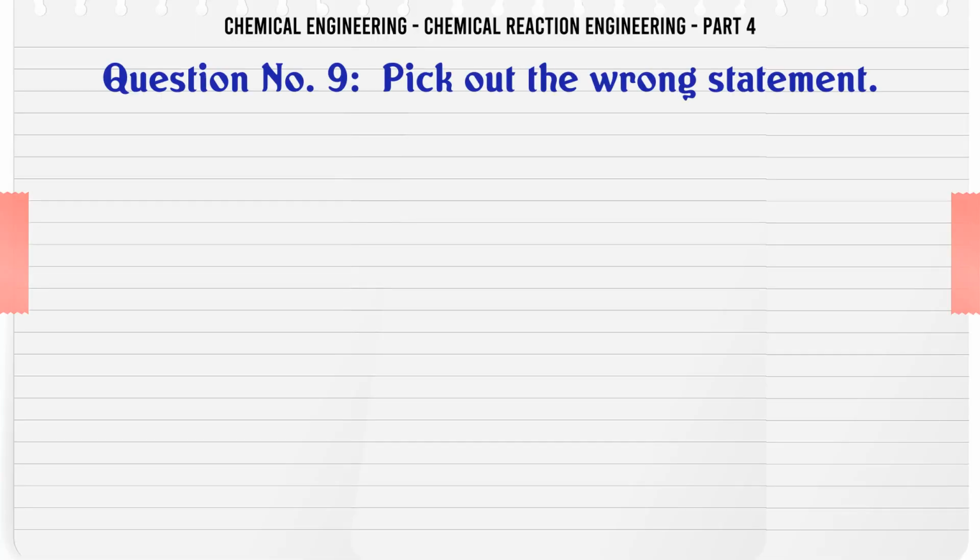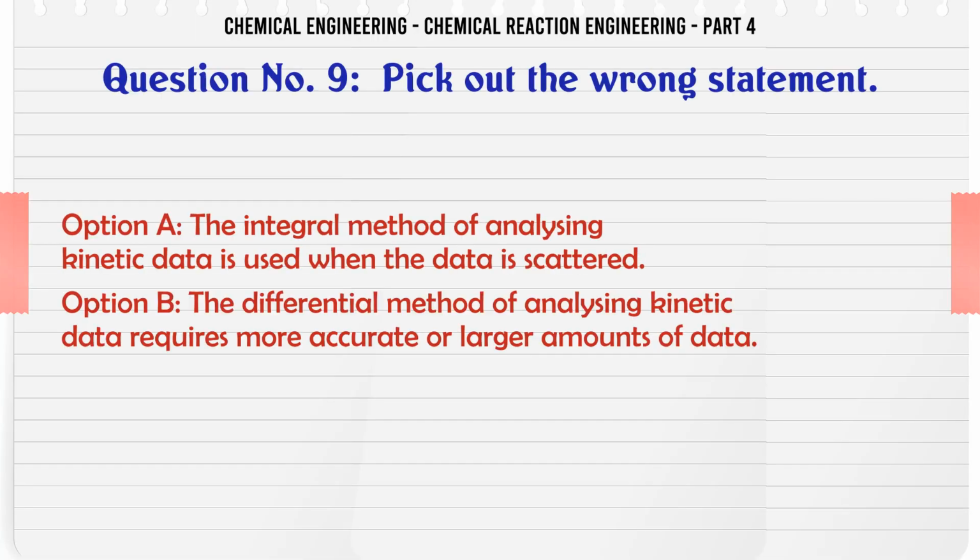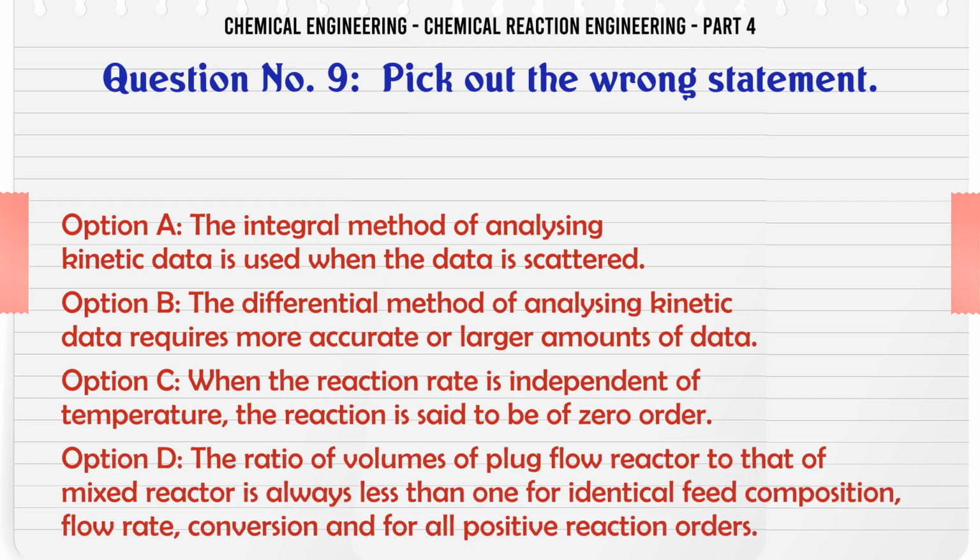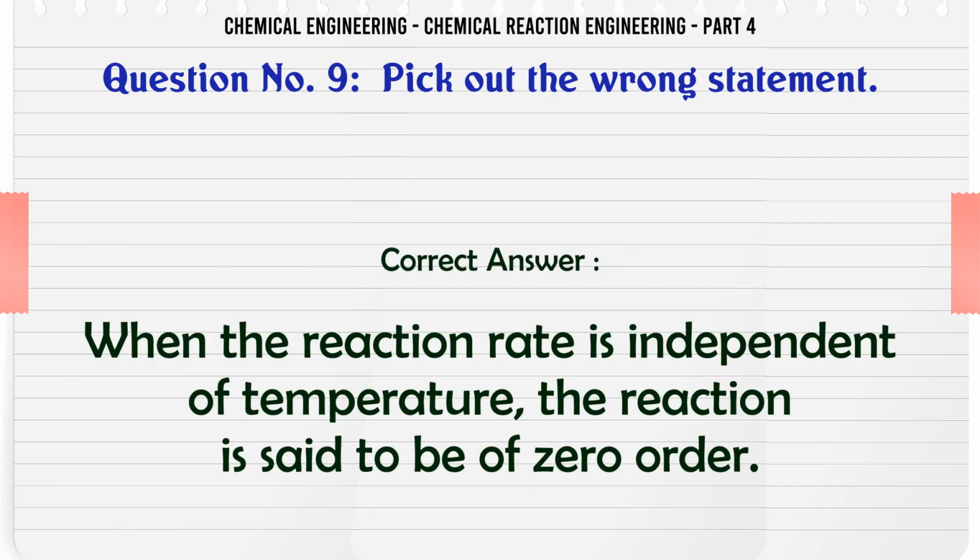Pick out the wrong statement. A. The integral method of analyzing kinetic data is used when the data is scattered. B. The differential method of analyzing kinetic data requires more accurate or larger amounts of data. C. When the reaction rate is independent of temperature, the reaction is said to be of zero order. D. The ratio of volumes of plug flow reactor to that of mixed reactor is always less than 1 for identical feed composition, flow rate, conversion and for all positive reaction orders. The correct answer is when the reaction rate is independent of temperature, the reaction is said to be of zero order.